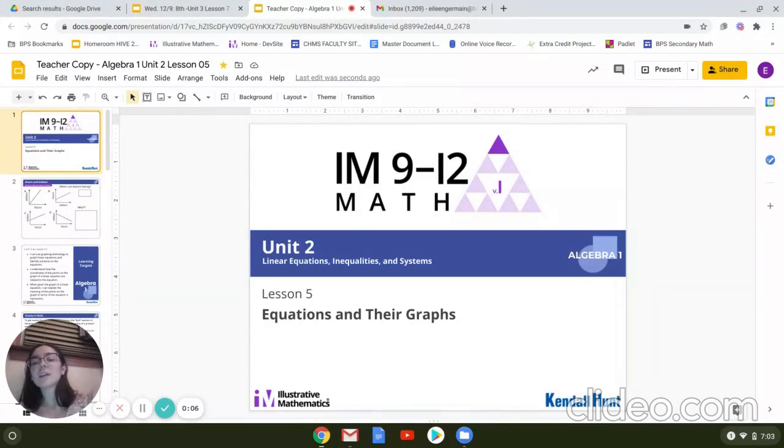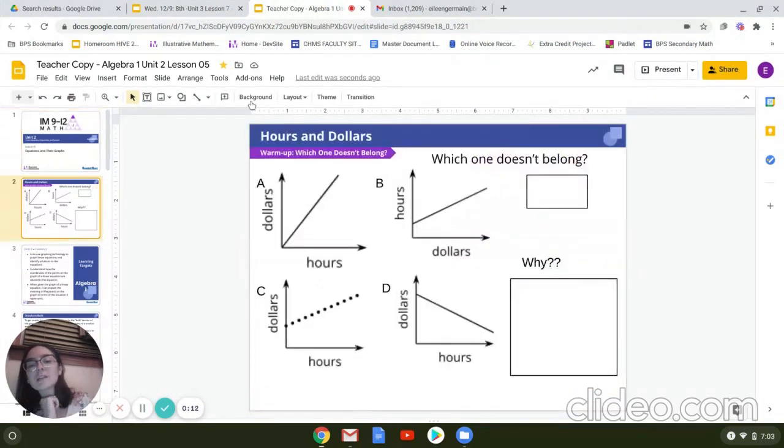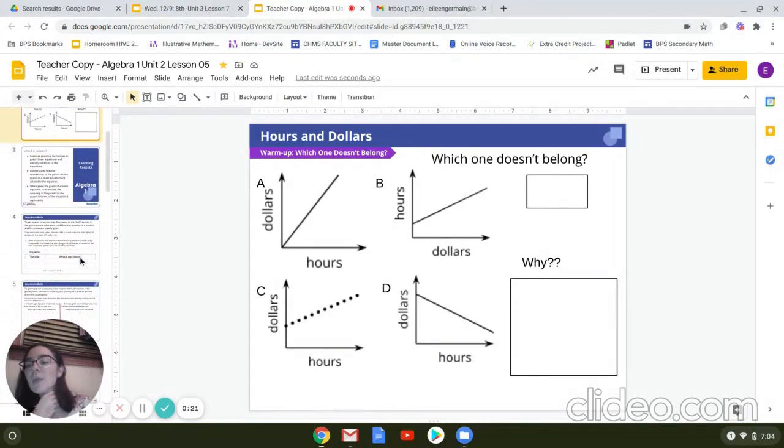So we're looking at, and we started in class, lesson number 5, equations and their graphs. For our warm-up, we did a nice, easy, quick warm-up. Which one of these doesn't belong and why? You looked at these different equations and made the decision which one belonged and which one did not.